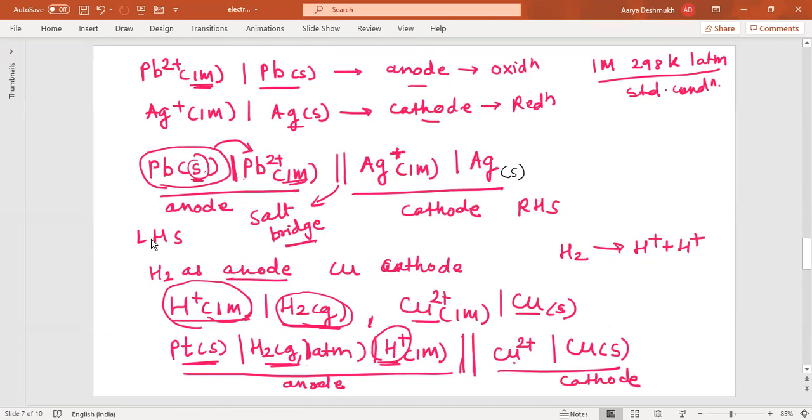Now at this end this is the anode, at this end this is the cathode, and they are joined to one another through the salt bridge, and the single vertical line represents the phase boundary. Now H2 here acts as the anode and copper acts as the cathode. H2 can be converted to H plus. If you want to represent this, remember that H plus is in aqueous phase, H2 is in gaseous phase, copper is in aqueous phase and copper in solid phase.